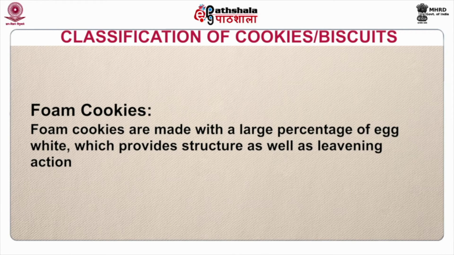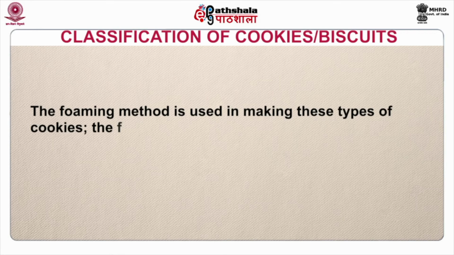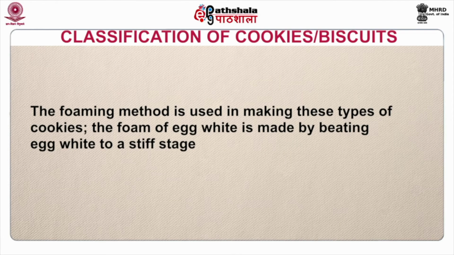Foam cookies are made with a large percentage of egg white, which provides structure as well as leavening action. The foaming method is used in making these types of cookies. The foam of egg white is made by beating egg white to a stiff stage. Then sugar is added gradually and beating is continued. When beating is complete, coconut or other ingredients may be added. Macaroons and meringues are examples of foam type cookies.